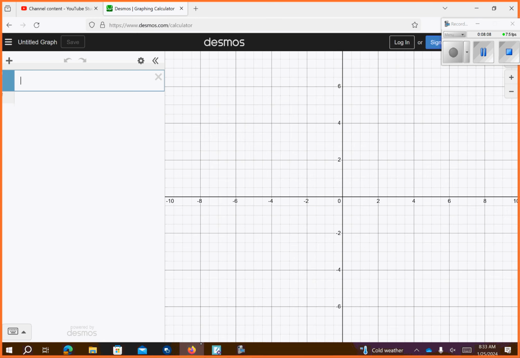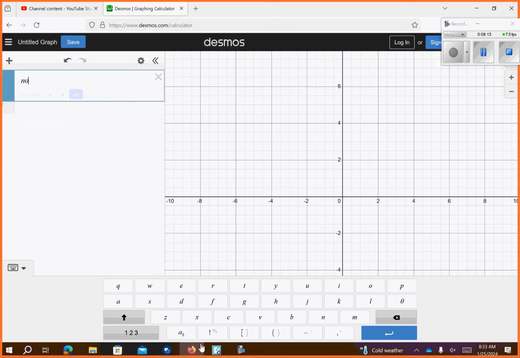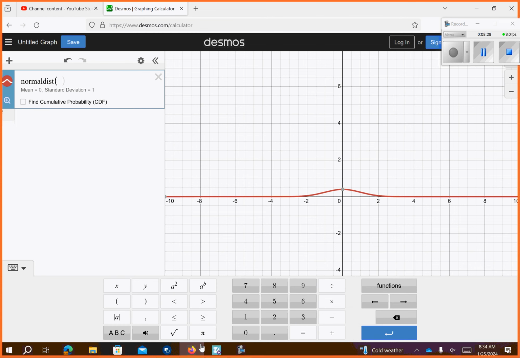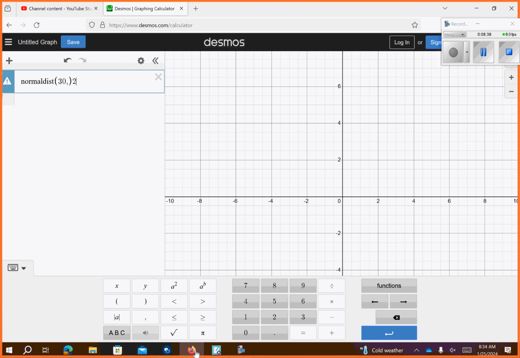All right, so if I plug in here normal distribution, we're on page 77. Normal distribution, and they told us the mean is 30. But we're going to plug our standard error in. What do we find the standard error to be? 2. Standard error is 2.